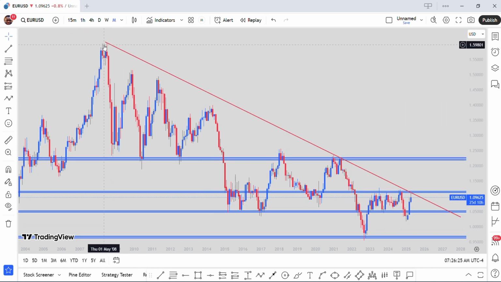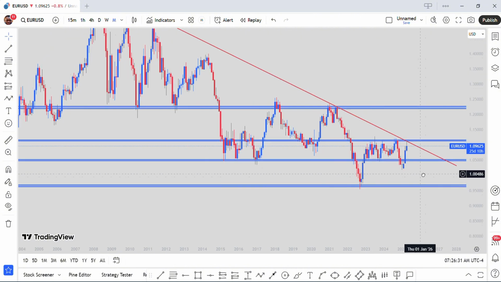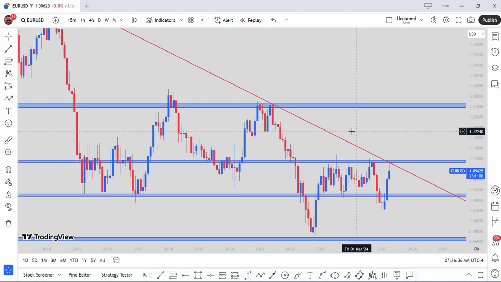So this was the first touch of the trend line, this was the second touch, and this seems like the third touch of this monthly trend line. What I'm currently looking at on EURUSD is, I'm expecting a sell-off from this region, right?